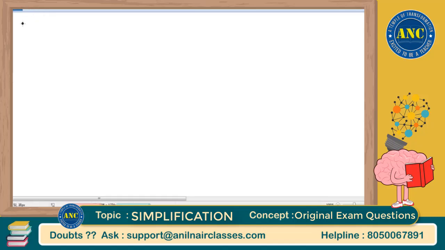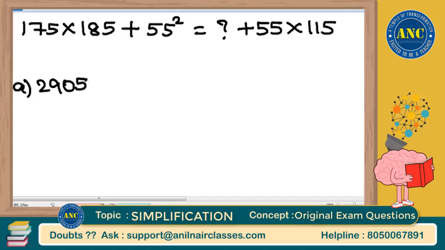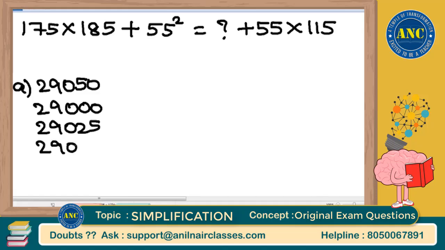Now suppose this question: 175 into 185 plus 55 square is equal to question mark plus 55 into 115. Answer options are 29050, 29000, 29025, 29075 and 2902900. These are the 5 answer options.